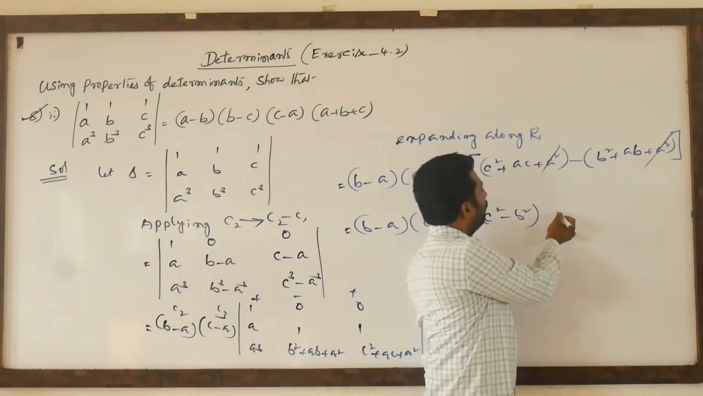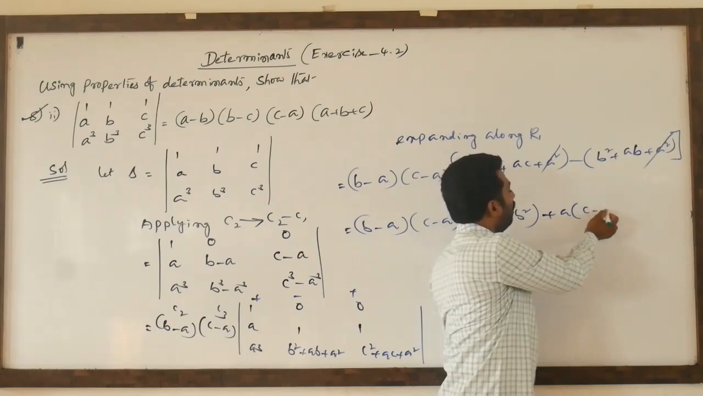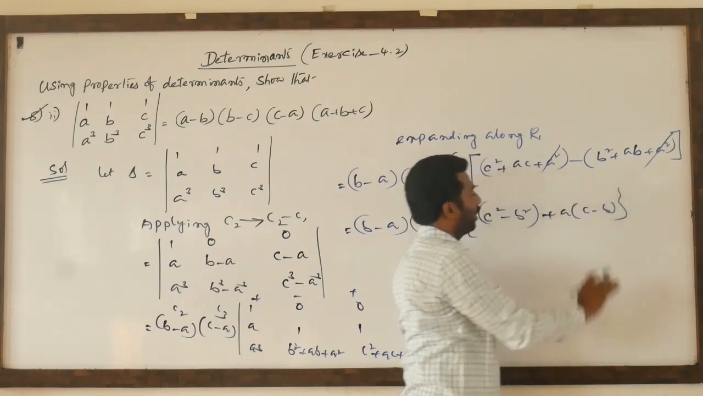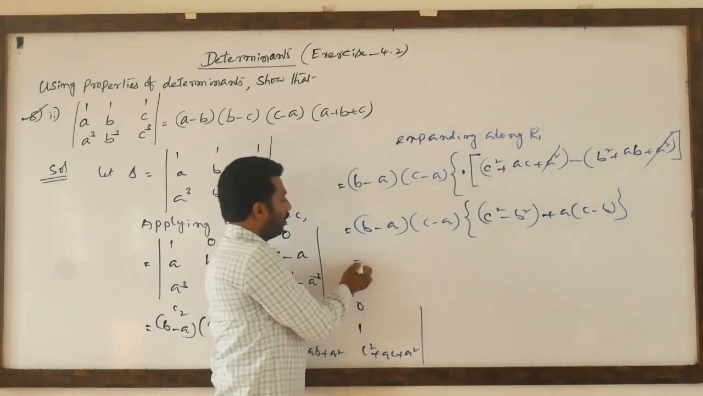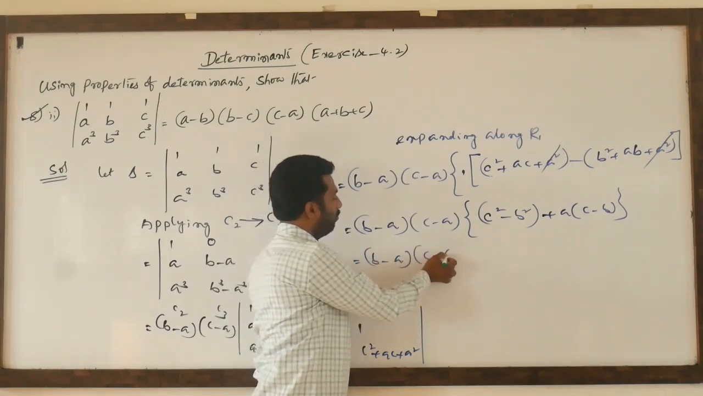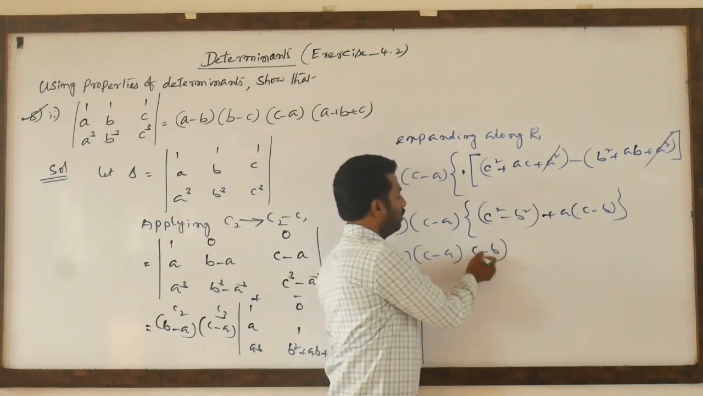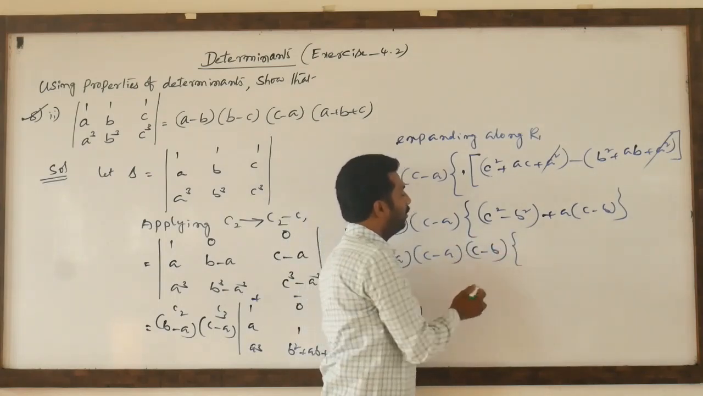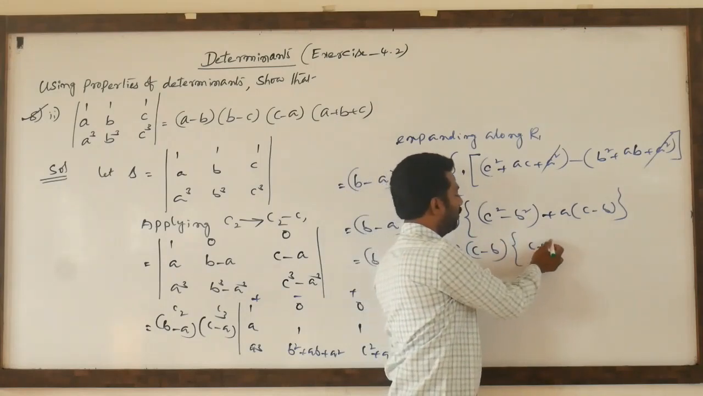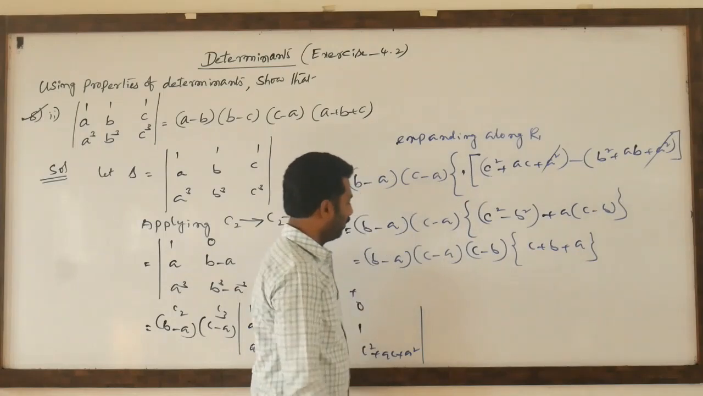If I take plus A common, again C minus B we can write. So from this is B minus A, C minus A. Can I take C minus B common? So C minus B common means here what we left? C plus B. Here only A we left.